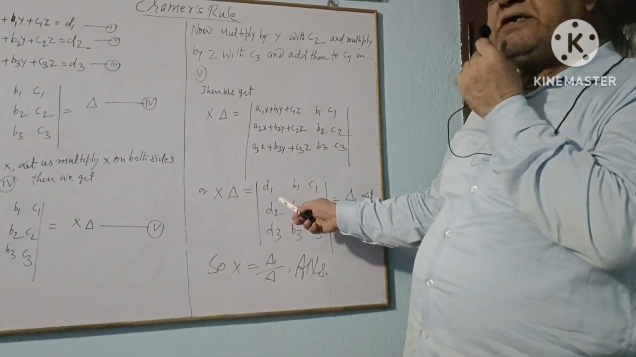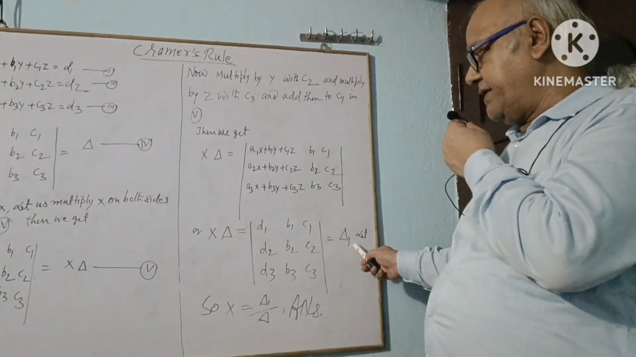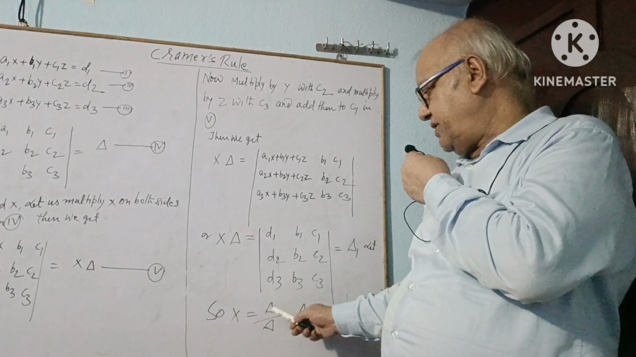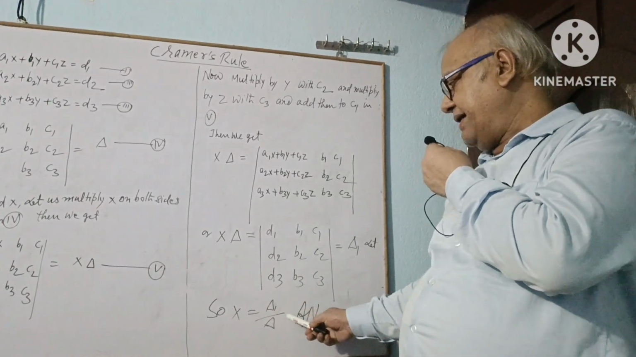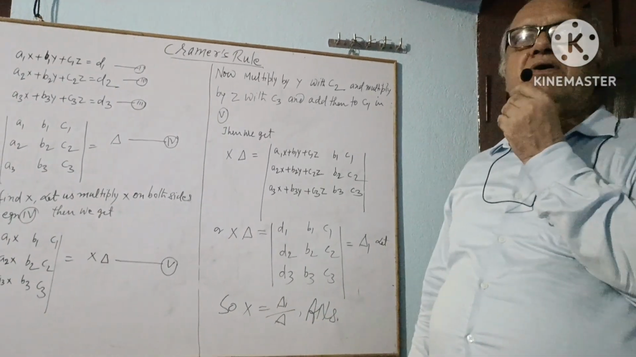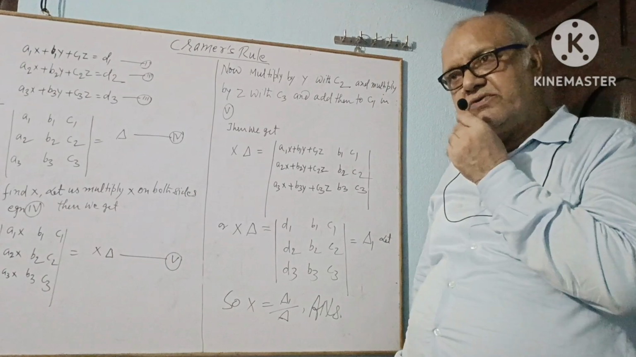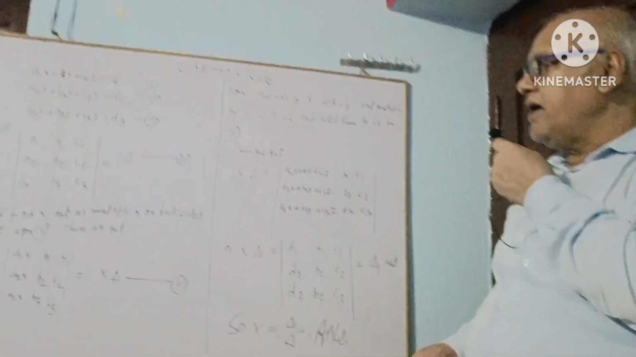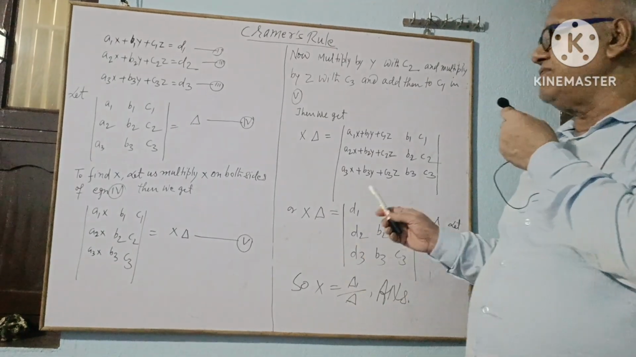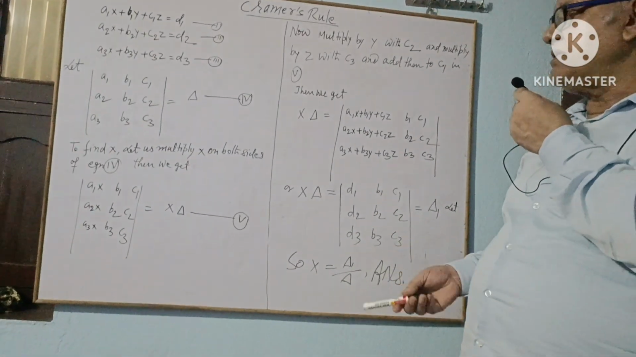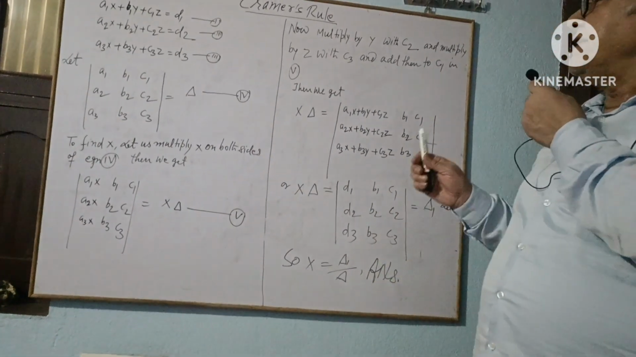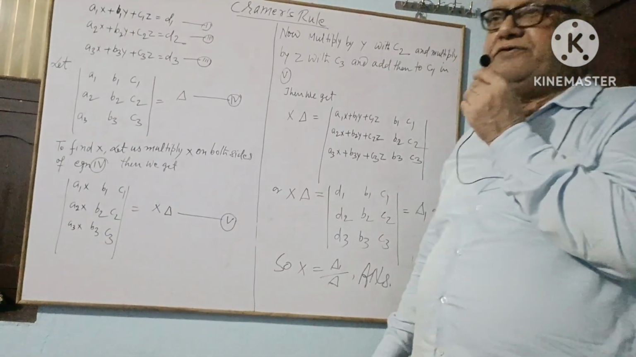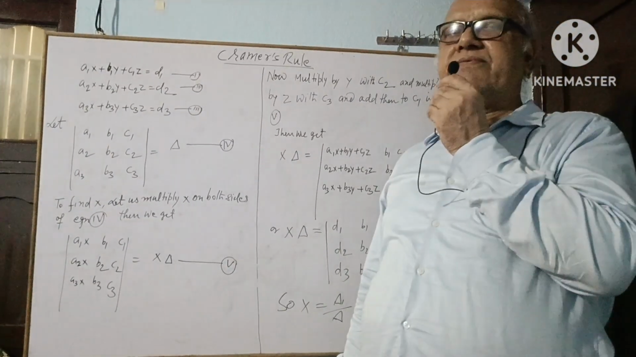Let this determinant be represented by delta 1. Then x into delta is equal to delta 1. So x is equal to delta 1 by delta, and this is the value of x, because delta 1 is known to us, delta is also known to us. Similarly, we can find the value of y, we can find the value of z, and this is called Cramer's rule. Thank you, students. I have given the proof of Cramer's rule.